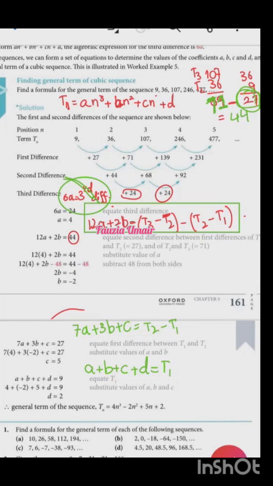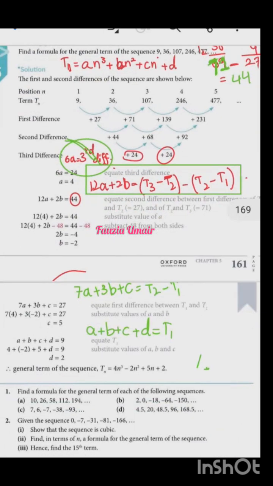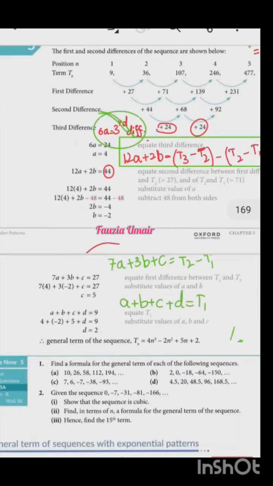All right. So now in this example, they have already calculated, and then they will just put these values of A, B, C, and D into that cubic equation, keeping T and N in the equation. ठीक है बेटे? So any question? No miss. All right. So this is practice now 5.